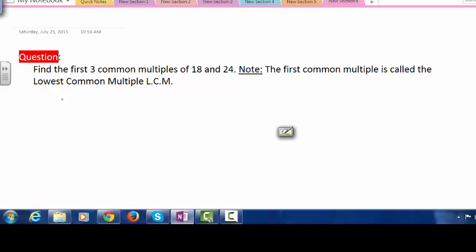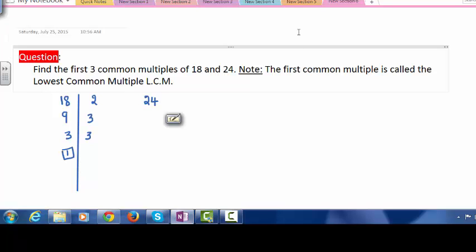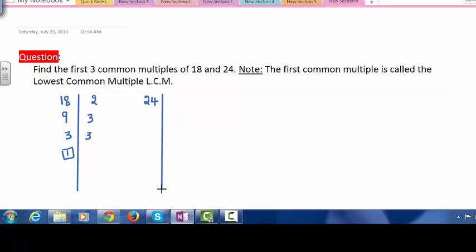Again, for 18, we will do the same thing. We will find the prime factors of 18. I can divide 18 by 2, it's 9. Can I divide 9 by 2? No, so it's 3, giving me 3, 3, and 1. And for 24, I will find all the prime factors of 24. Can I divide 24 by 2? Yes, it's 12. Divide by 2, yes, 6. By 2, yes, 3. Then 3 and 1.